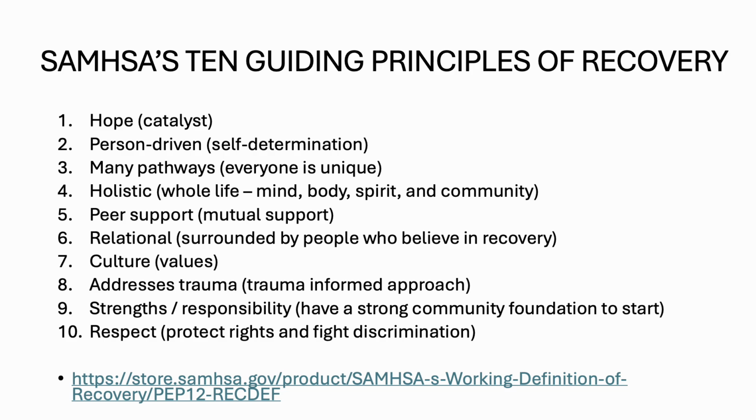5, peer support, which is basically people who get you, understand your lived experiences, and offer you support. 6, relational, surrounded by people who believe in recovery, right? So if you are, let's say, someone who's dealing with alcoholism, you're probably not going to want to hang out with a lot of your old friends who drink a lot, right? So it's about the relationships that you have, the relational part. 7 is culture. So everyone has a different culture, so your value systems are going to be different. We want to learn what they are so that we can work with it.